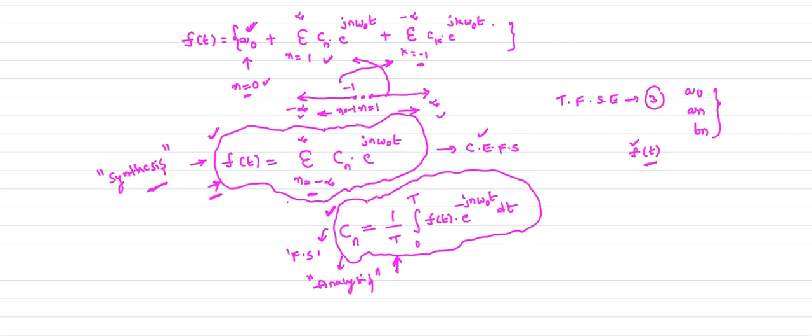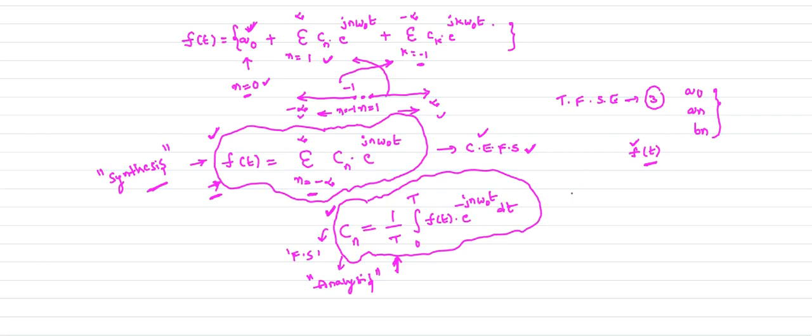So this is your analysis equation, and after finding Cn, we need to substitute Cn here to get your function f of t in terms of the Cn. That is your synthesis equation. So you remember these two equations in the case of complex exponential Fourier series expansion.